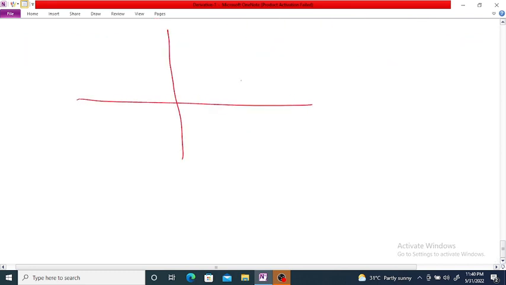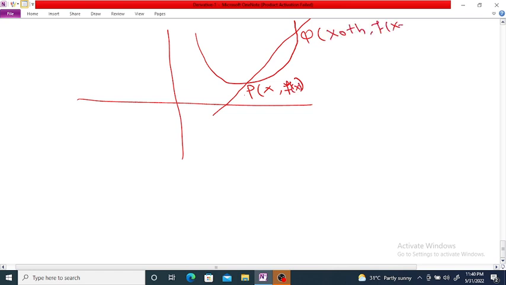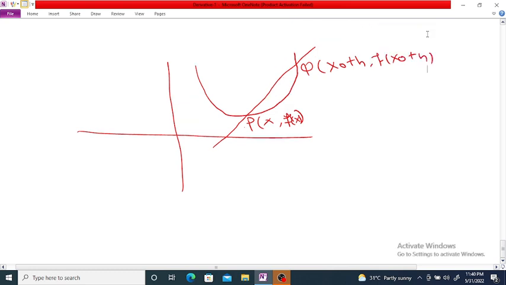Suppose this graph is given, and here is the point P and here is the point Q. Say this is the point (x0, f of x0), and here x0 plus h and f of x0 plus h. Then this is called the secant line, and this is the angle theta created by the line PQ with respect to the x-axis.